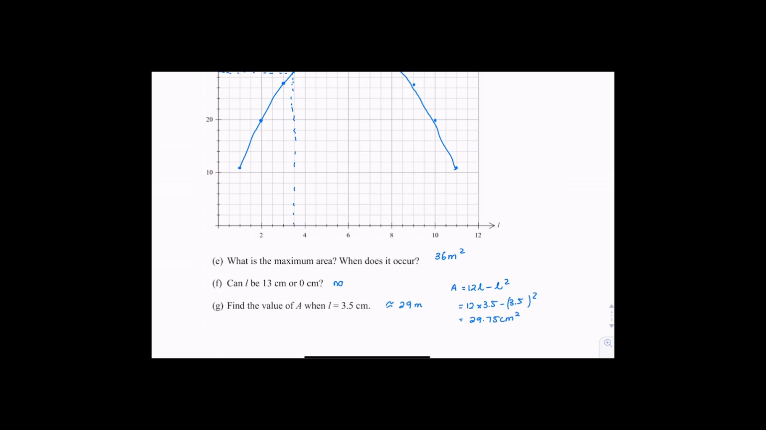So there are two ways of coming up with the answer. Probably the better way, the more accurate way, would be to use a formula because our graphs aren't going to be perfect. I hope this all makes sense. If you have any questions, ask me in class.